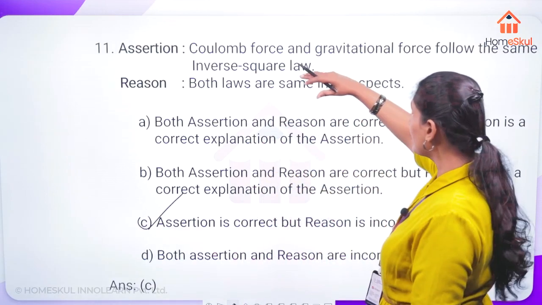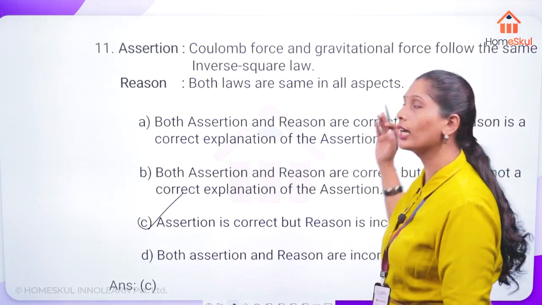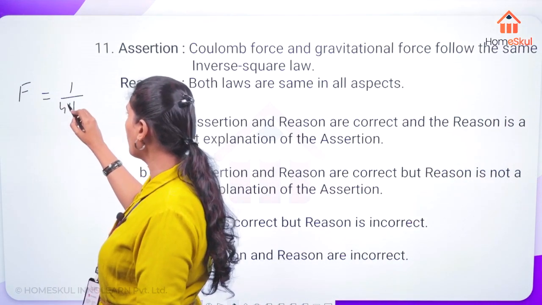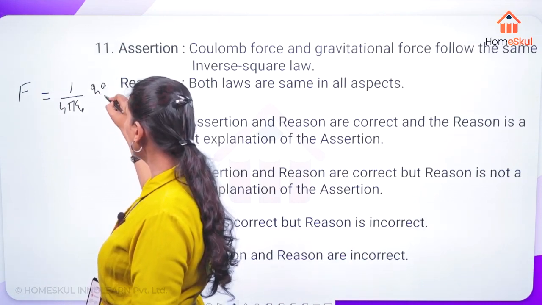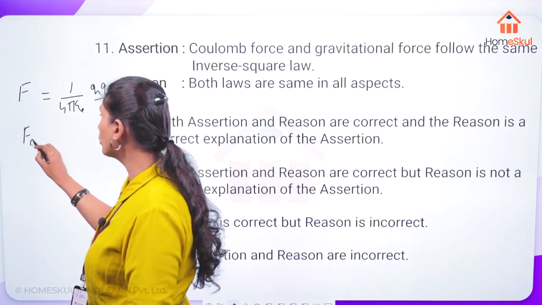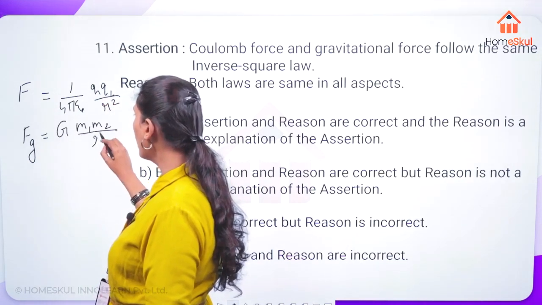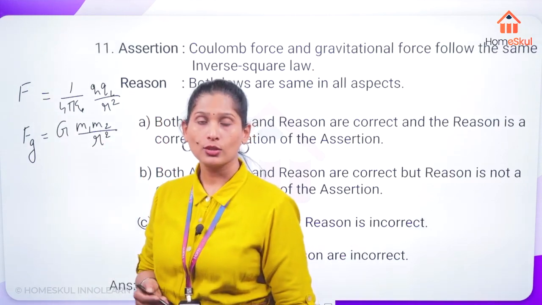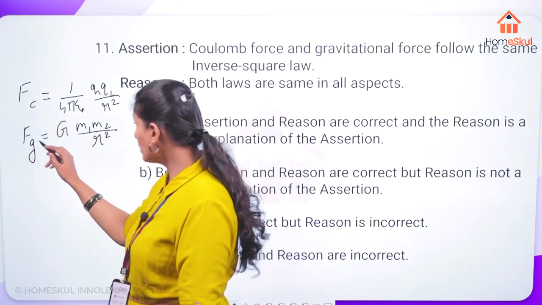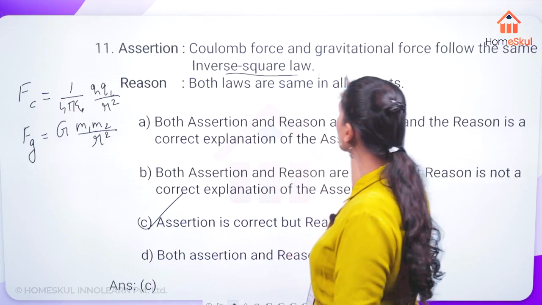Why? The first statement, rather the assertion, is what? Coulomb's force and gravitational force follow the same inverse square law. We can check it through the equation. What does the Coulomb's force give? F is equal to 1 by 4 pi epsilon 0 Q1 Q2 by R square, right? And you have gravitational force too. And what does that give you? Capital G into M1 M2 by R square or D square. So what does that indicate? Coulomb force is inversely proportional to square of distance. Gravitational force is also inversely proportional to square of distance, right? So these two are obeying inverse square law.